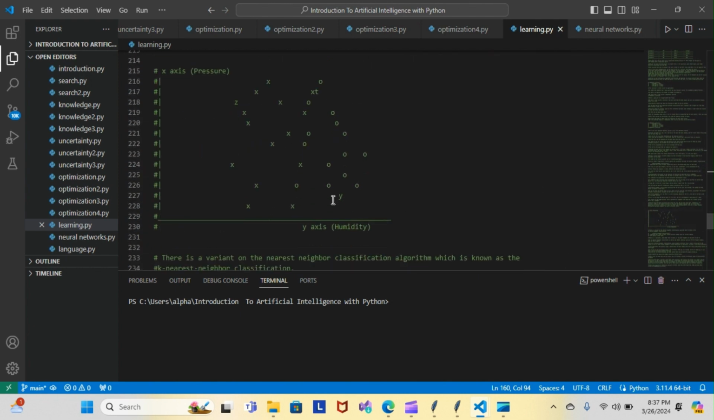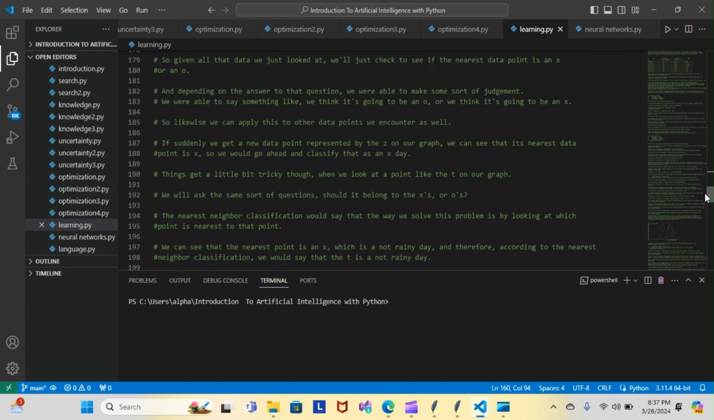Since our Y is situated amongst the O's, we will probably classify this as a rainy day, since the O's represent rainy days and the X's represent not rainy days. As you can see, it's classified as a rainy day because it is amongst the nearest points of the rainy days. So that's why we would probably call the Y a rainy day if we had to classify it.